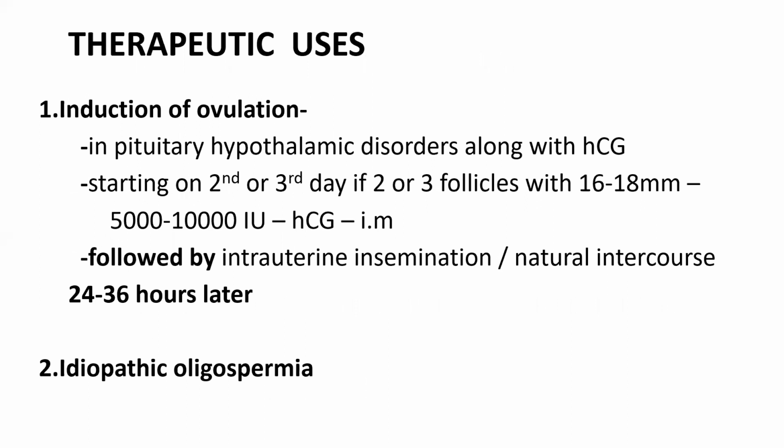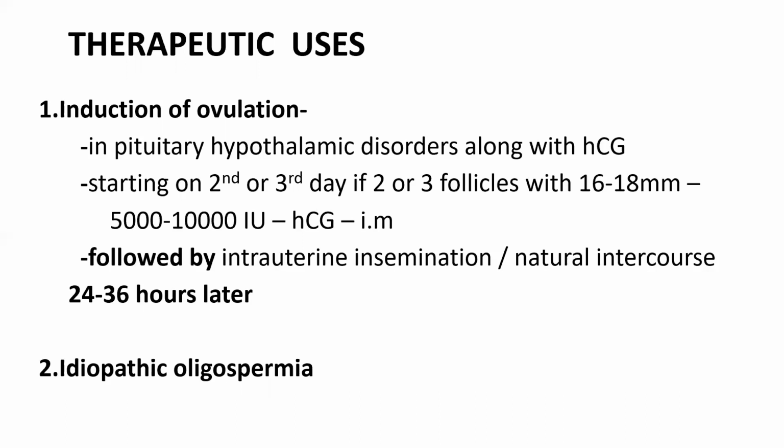Coming to the therapeutic uses of the gonadotropins or human menopausal gonadotropins. Main use is for induction of ovulation in pituitary hypothalamic disorders. So it has to be given along with the human chorionic gonadotropins starting on the second or third day of the cycle.